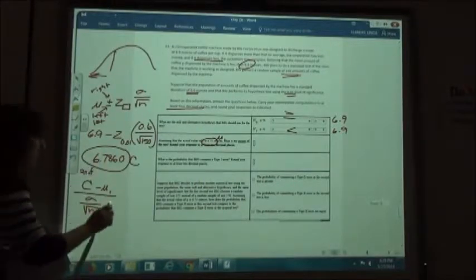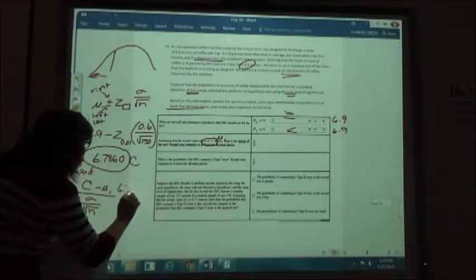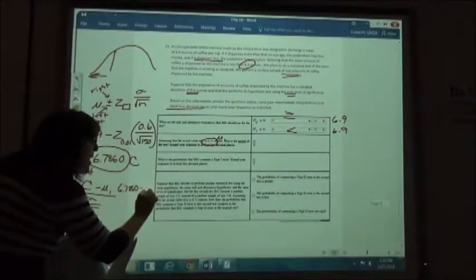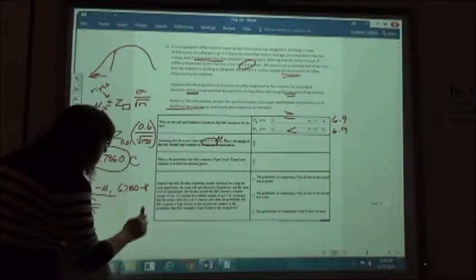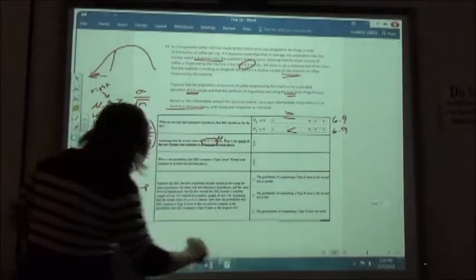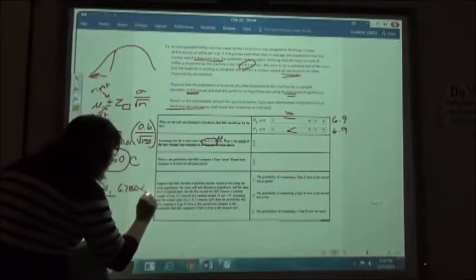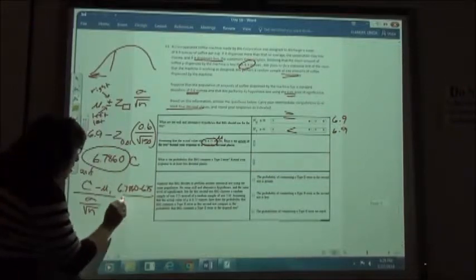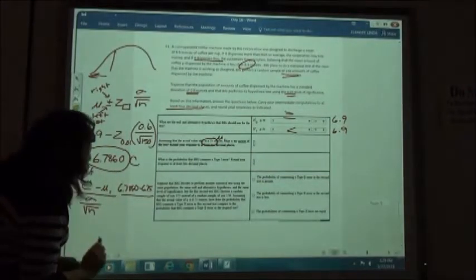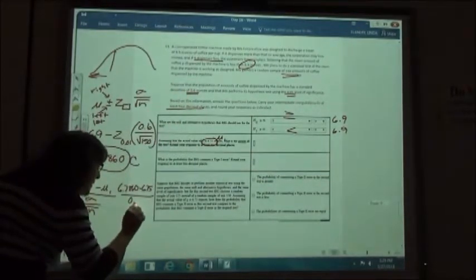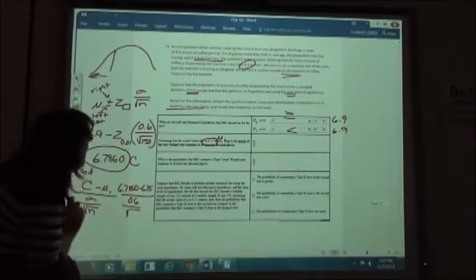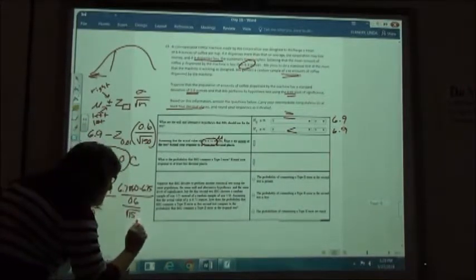So, we are going to do 6.7860 minus, whoops, that's a 6, 6.75 over my standard deviation, 0.6, and the square root of n was 150.